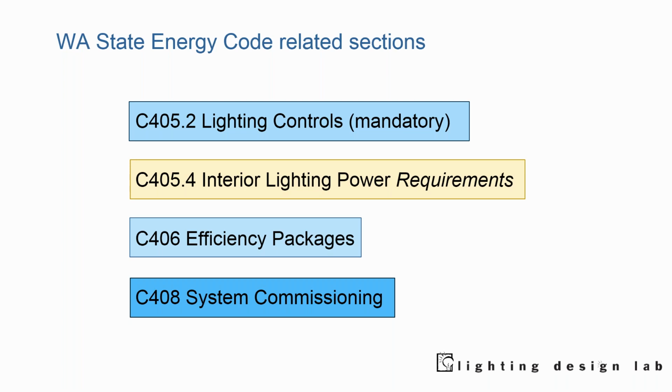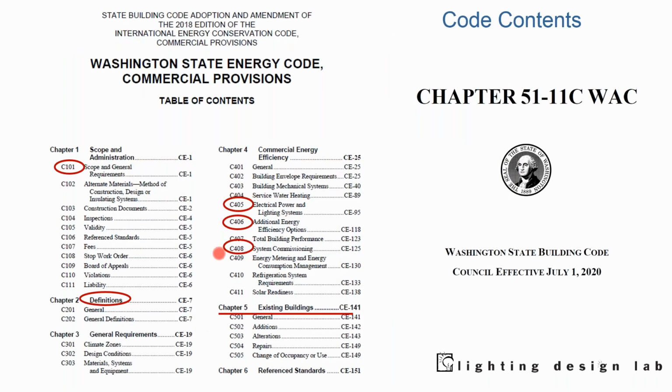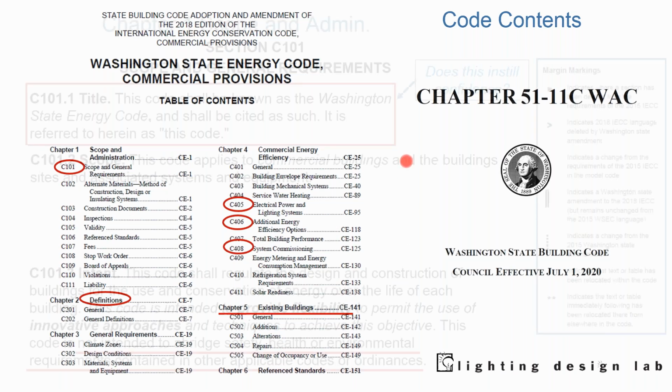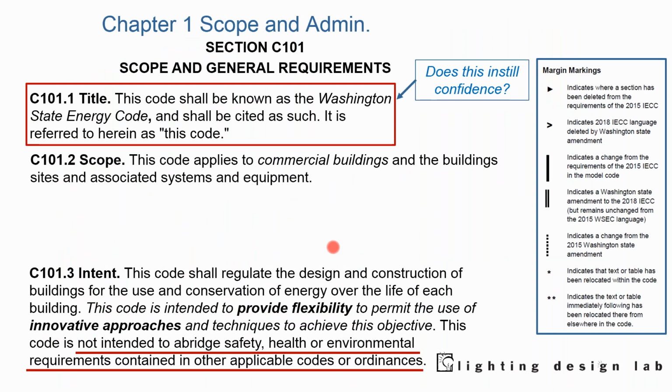I've edited a fair bit of this out, otherwise we'd just spend all day reading, which we're not going to do today. We're going to cover the scope and requirements, look at a few definitions, electrical power and lighting systems, energy efficiency options, and system commissioning, and then we'll touch on existing buildings as we go. Okay, scope and administration.